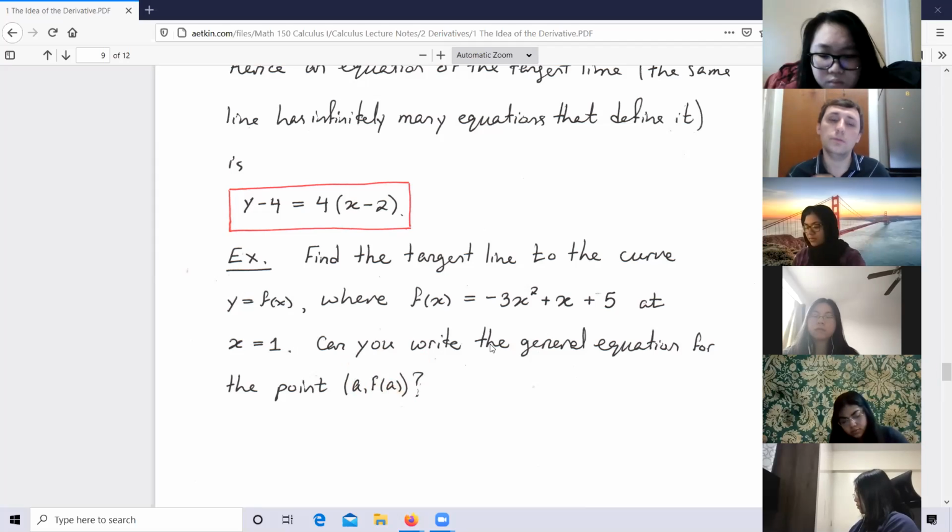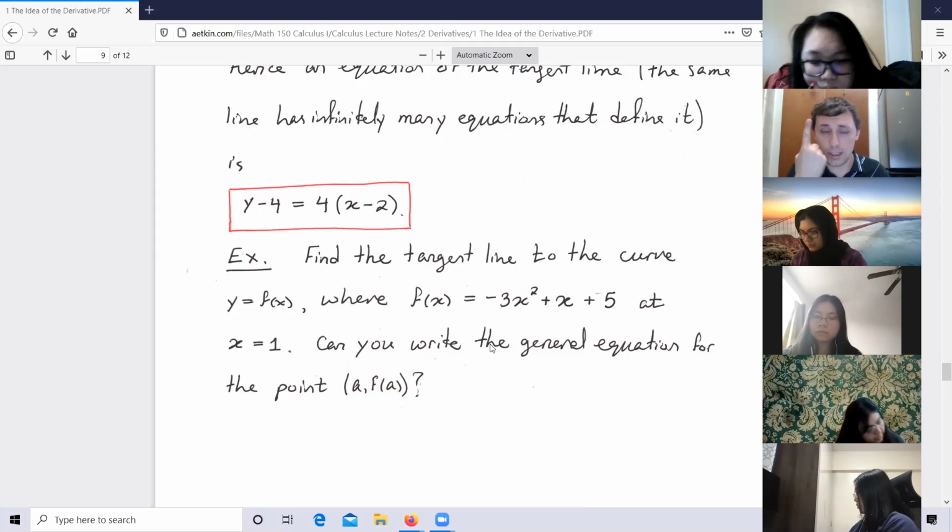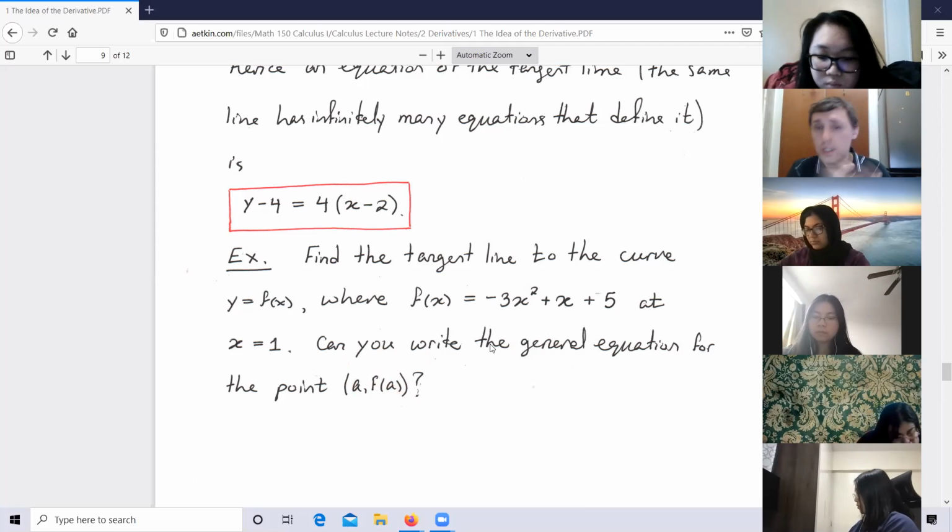Okay. Can you do that for the instance when x equals 1? And in general, can you just do that for all possibilities? Any a, f of a. Go ahead, calculate, please.